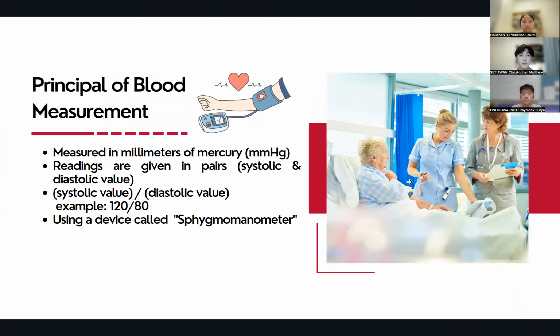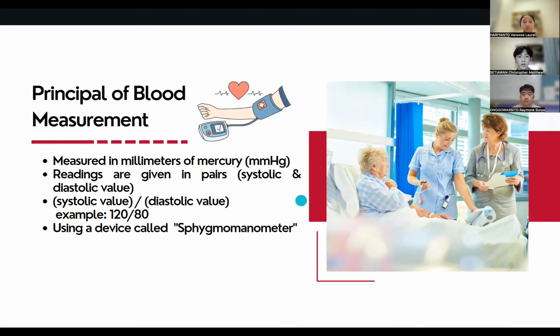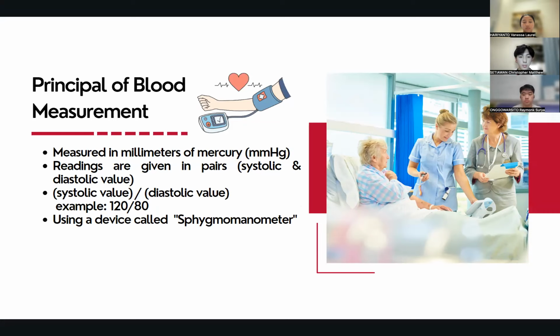In the principle of blood measurement, blood pressure is measured in millimeters of mercury, or mmHg, and the readings are given in pairs, the systolic value and the diastolic value. The systolic value is written first, then a slash, and then the diastolic value. For example, 120 over 80: the systolic value is 120 and the diastolic value is 80. And the device to measure blood pressure is called the sphygmomanometer.